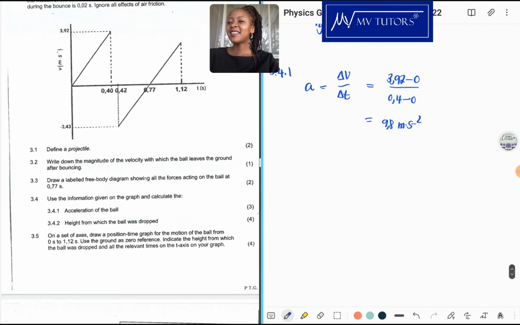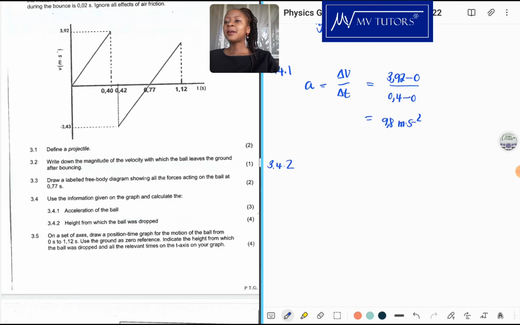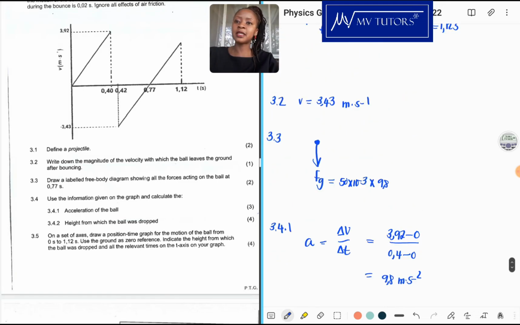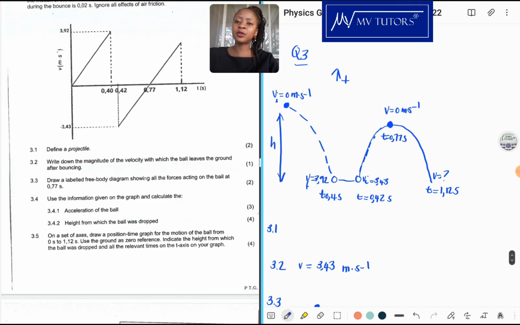Okay, and then 3.4.2. Calculate the height from which the ball was dropped. So basically we are looking for this height over here. If they said after the first bounce, then it would be this height over here. But anyway, they're looking for that height. So we know our initial velocity, we know our final velocity, we know the time that it took.